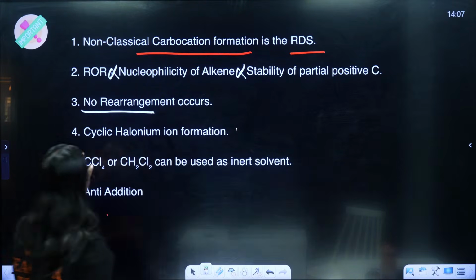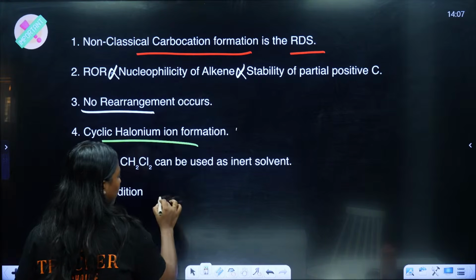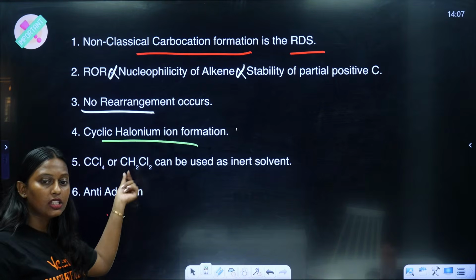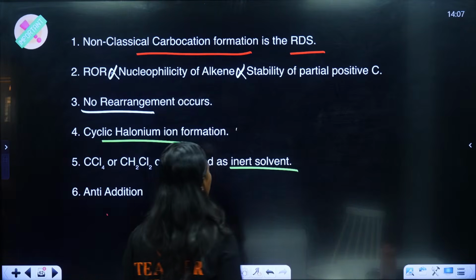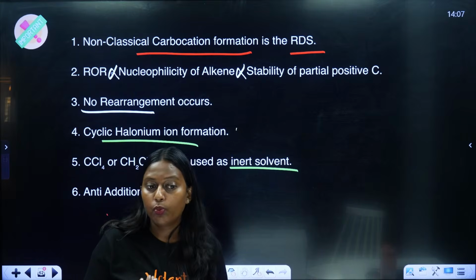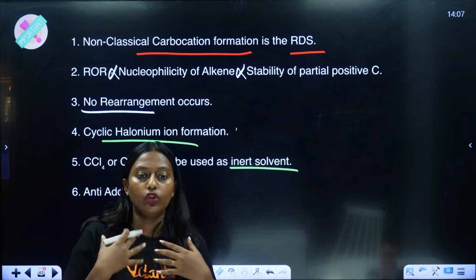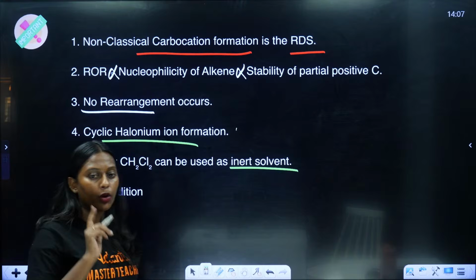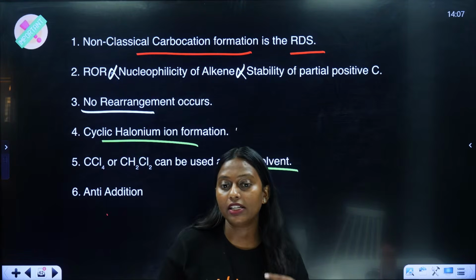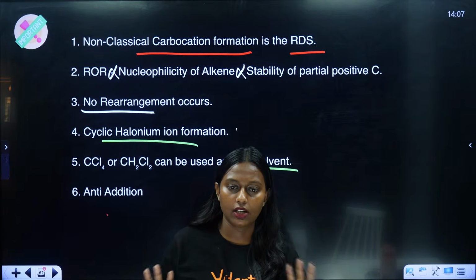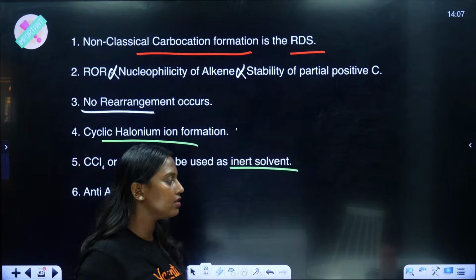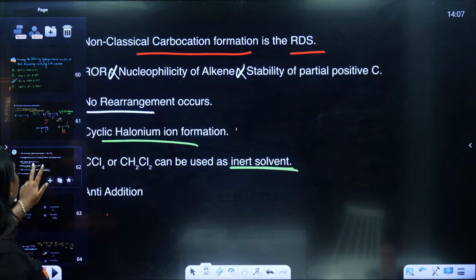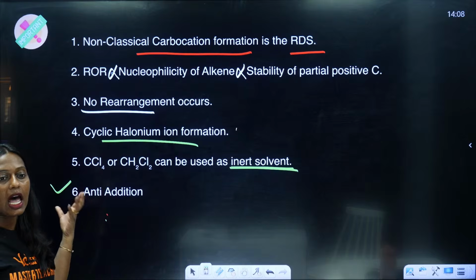Next point: cyclic halonium ion is formed here, and CCl4 or CH2Cl2 can be used as inert solvent. What is an inert solvent? It could not react or interfere in this reaction. Another point: the polarity is actually zero, there is no partial charge, so it is an inert solvent. And here you can see anti-addition, because the attack happens from the opposite side.